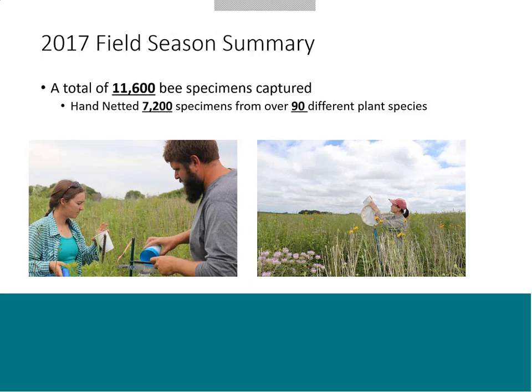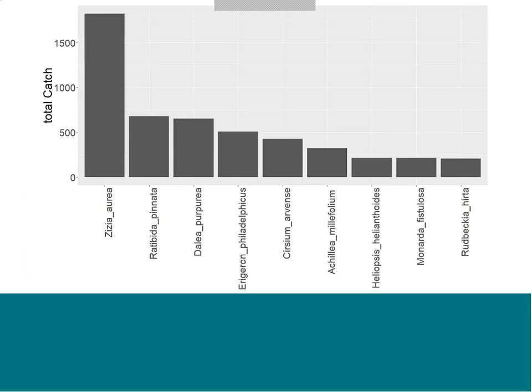To give you a quick summary of the field season, we collected about 11,600 bees, which is pretty good for a study like this. And we hand netted about 7,200 of those from 90 different plant species. So there's a lot of plant data and plant interaction data that we got, which is really great.